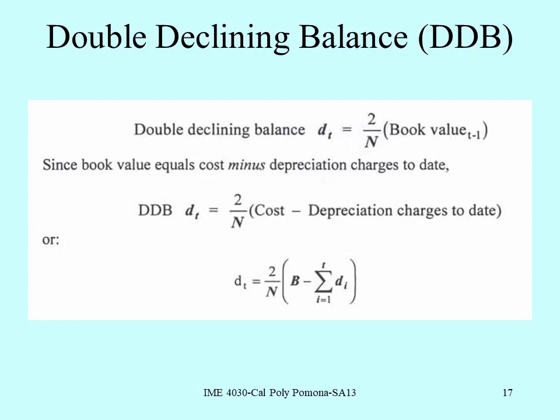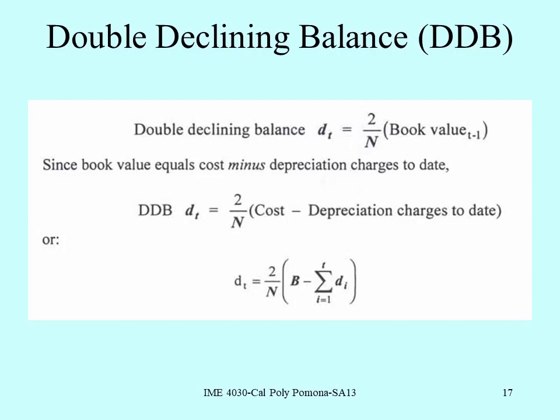And so in this case, if n is equal to 5, then that would be 2/5. And we multiply that by the book value that's left. And that becomes our depreciation amount for the year. And so each year we subtract how much we've depreciated to get the new book value, and we multiply that by, in this case, 2/5 and get the next depreciation amount. So let's take a look at that calculation.